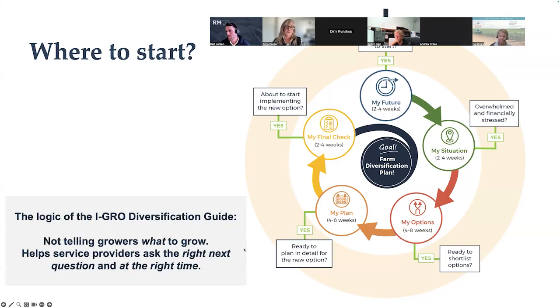The logic of this diversification guide is not about telling the growers what to grow or put in, definitely not. It's about helping service providers to ask the right set of questions for the grower to clarify what they need to clarify to come up with a future plan at the right time.